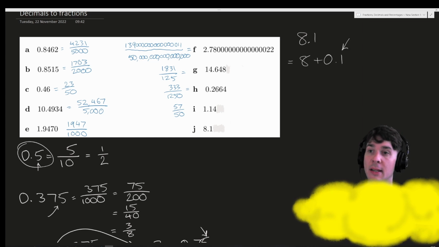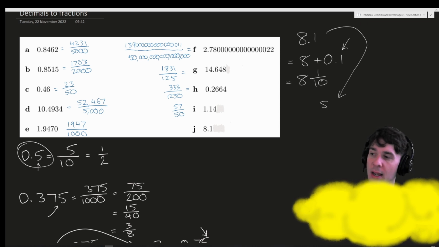8.1 can become 8 and 0.1. Here, the 1 is in the tenths position. So this becomes 8 and 1/10. And that's our final answer. We could also have done this without splitting it up. And so again, we'd recognize the 1 is in the tenths position. So we would get 81 over 10. And you'll notice that these two are equivalent. One is a mixed number and one is an improper fraction.